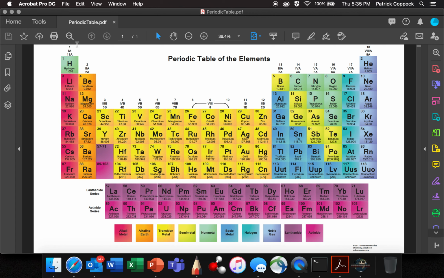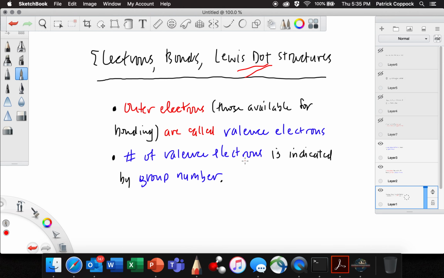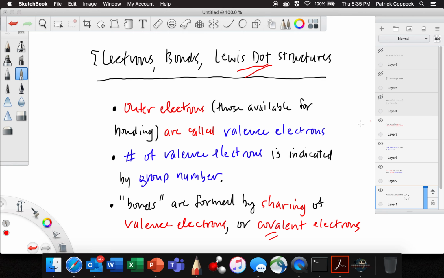Group 1 has 1 valence electron. Group 2 has 2 valence electrons. Group 3 has 3 valence electrons. Group 4 and so on. Does that make sense? Again, the number of valence electrons is indicated by the group number. Finally, bonds are formed by the sharing of valence electrons. When they're shared, we call them covalent electrons. That's what a covalent bond is.